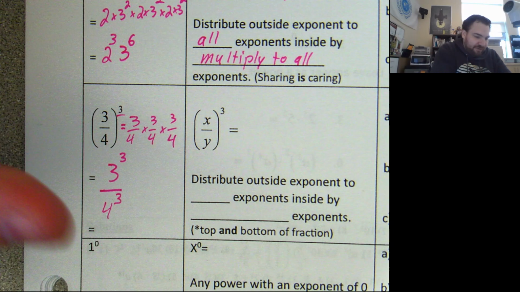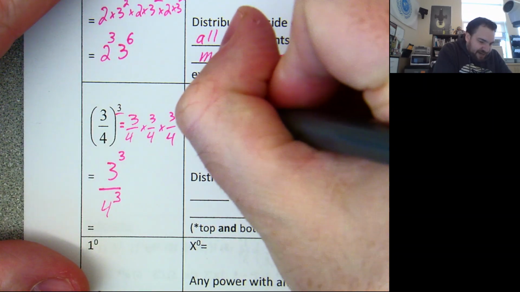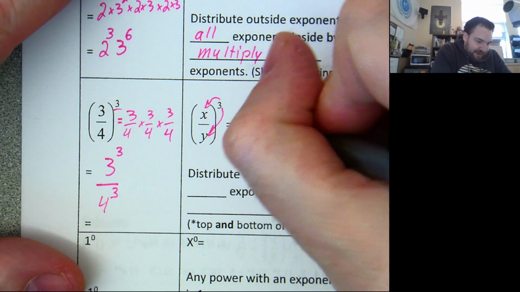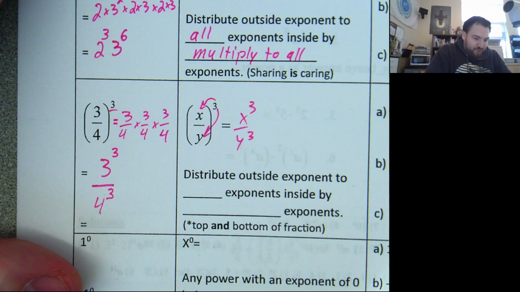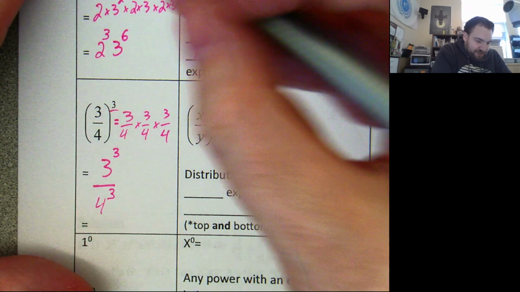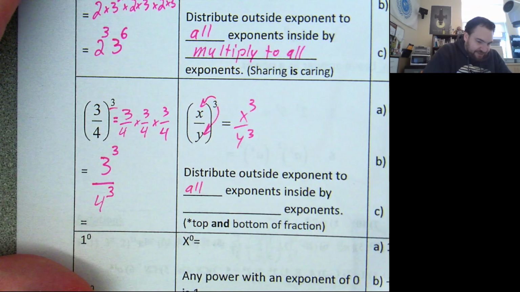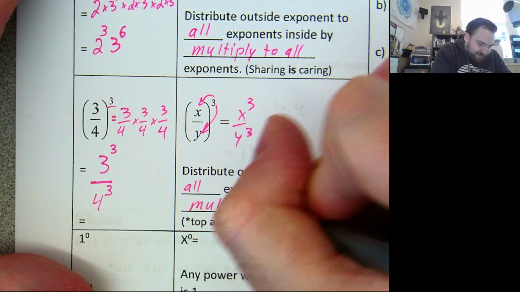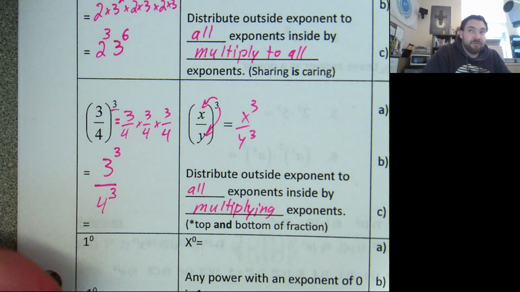Okay, so how does this actually play out? The exponent on the outside goes into the numerator and the denominator. X cubed over y cubed. So we distribute the outside exponent to all exponents inside by multiplying exponents, top and bottom of the fraction.